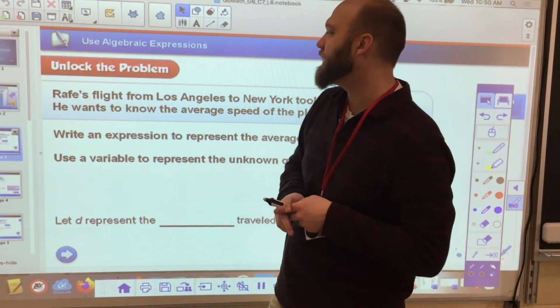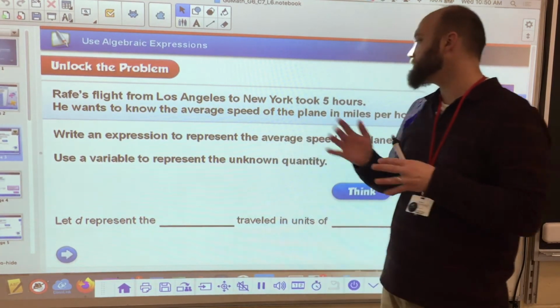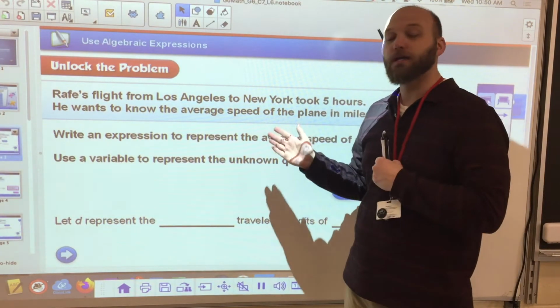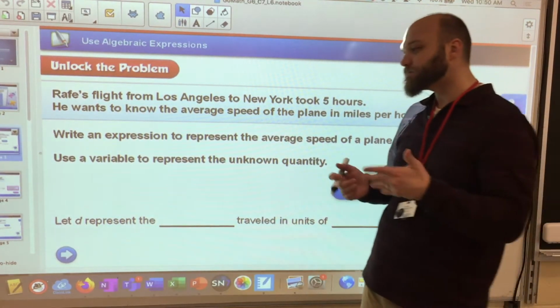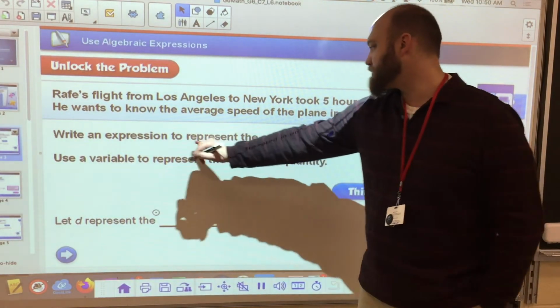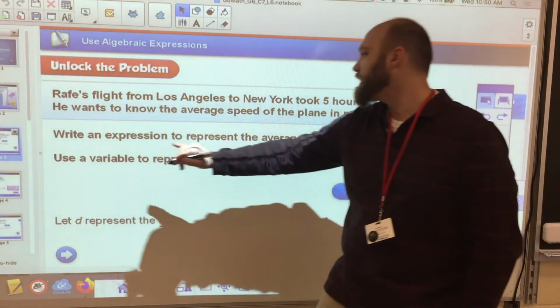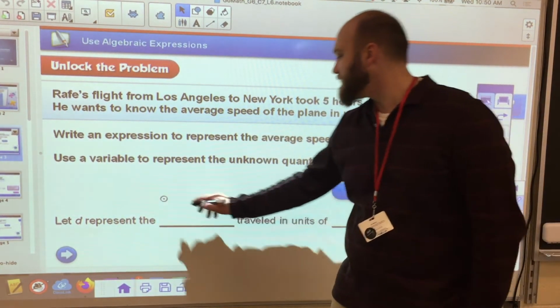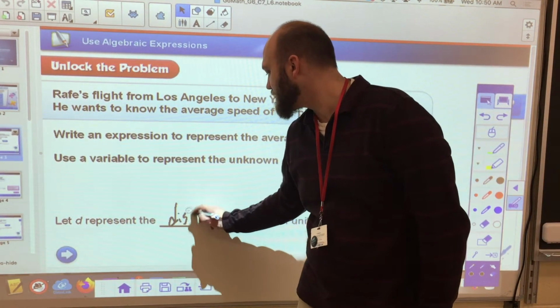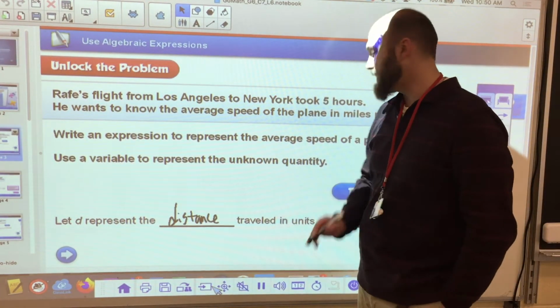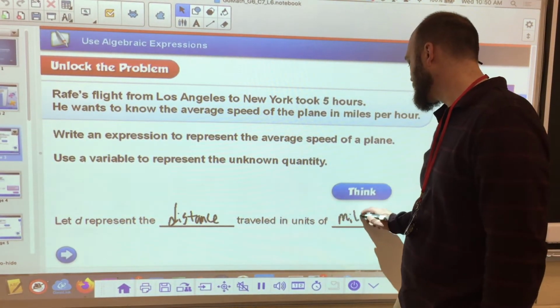Today we're going to talk about Rafe's flight. Rafe's flight from Los Angeles to New York took 5 hours. He wants to know the average speed of the plane. So we know that d would be the distance. Write an expression to represent the average speed of the plane, use a variable to represent the unknown quantity, and let d represent the distance traveled, in units of miles.